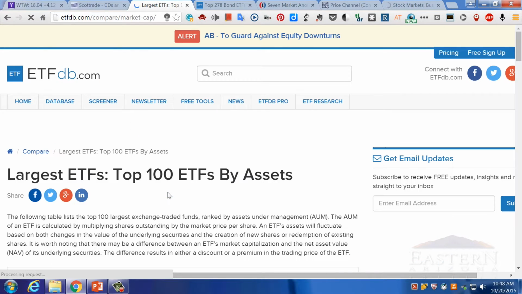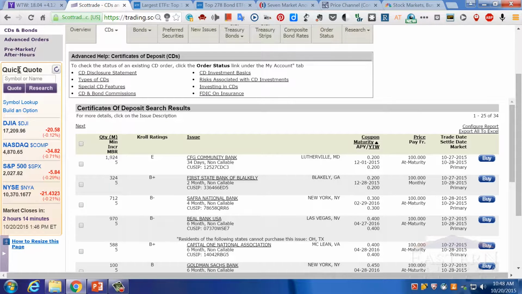The what? What's an ETF? It's basically like a bond or some sort of a fund that's tracking something that trades like a stock. So, like for example, these. Some of the ones that I have bookmarked.